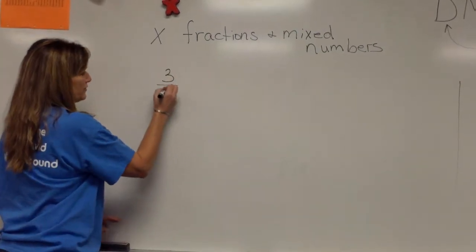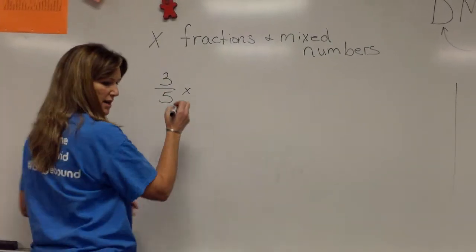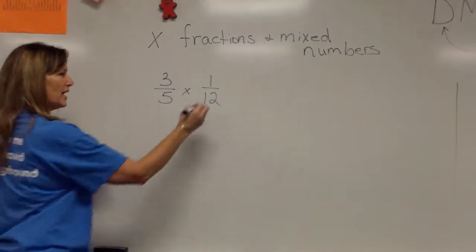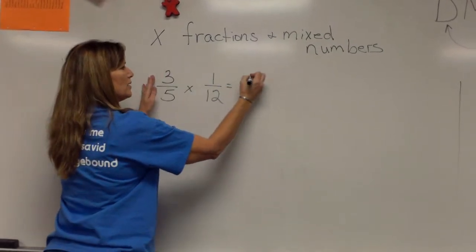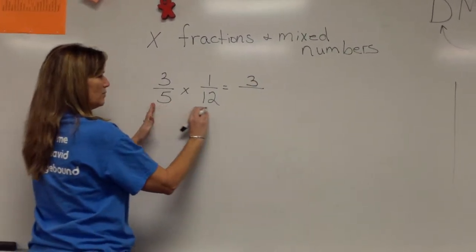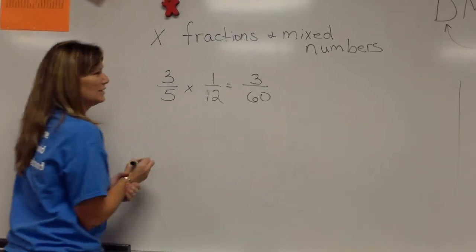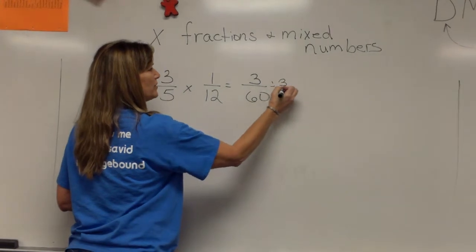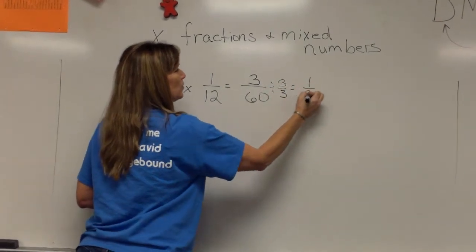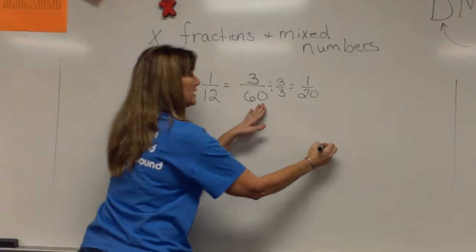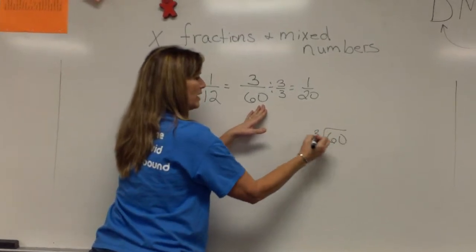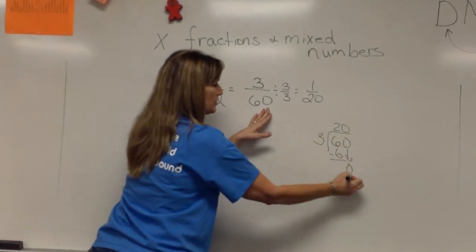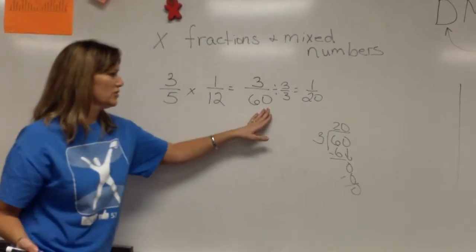I'm going to show you two different ways to do this one. I have 3/5 times 1/12. Okay, again, I can do my top numbers. I can do my bottom numbers. Once I get here, I'm going to have to reduce. And I can reduce by 3/3, which gives me 1/20. If I'm not sure about this, I just do 60 divided by 3, my long division. If you have trouble with long division, there's a video for long division also.